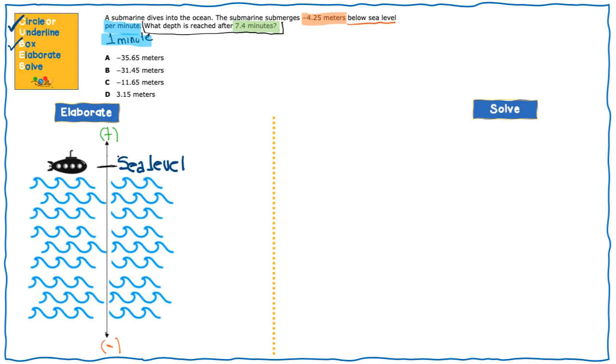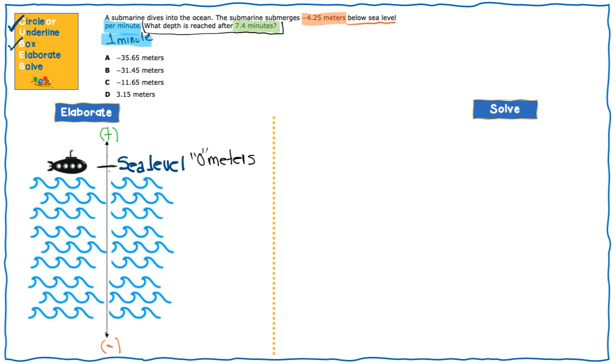Awesome. And sea level, if that's the one that separates positives from negatives, what value do you think is neither positive or negative? And you are totally right, that would be 0. And in this case, the depth is going to be reached in meters, so I'm going to say this is going to be 0 meters for sea level.